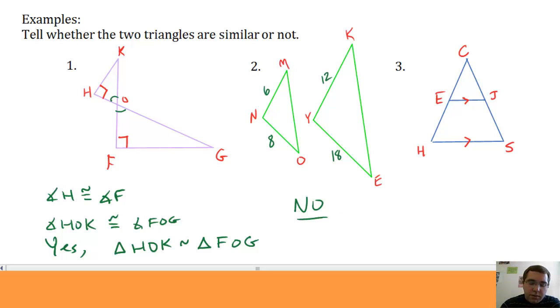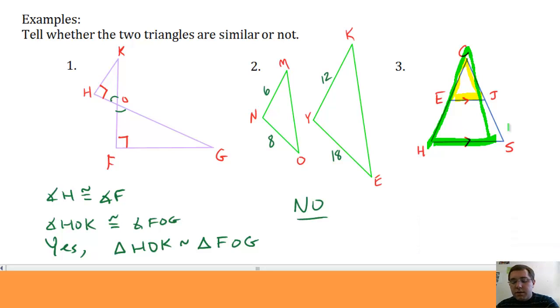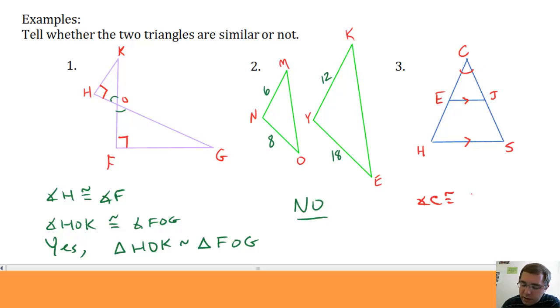Number 3, do I even have two triangles here? Yes, I do. I'm glad you asked. I got triangle CEJ, but I've also got triangle HCS. Are those similar? Well, they share angle C. They both have angle C, and angle C is congruent to itself by the reflexive property. So angle C is congruent to angle C. That's one pair of angles.